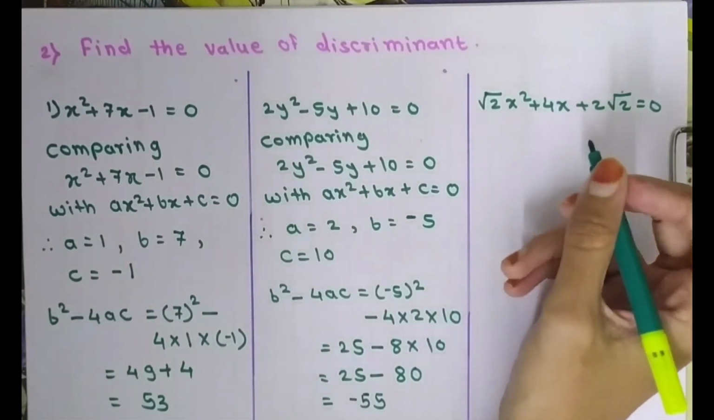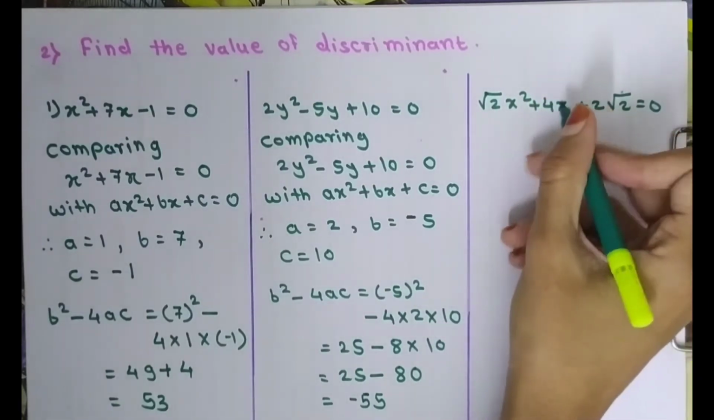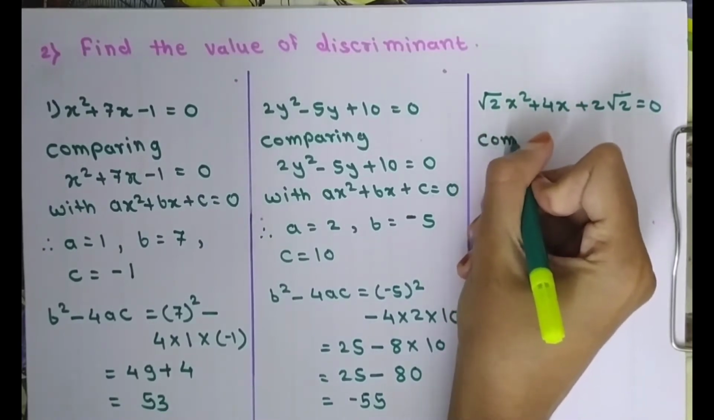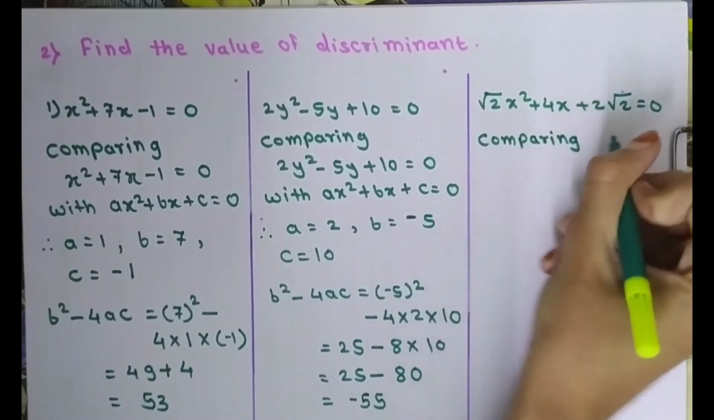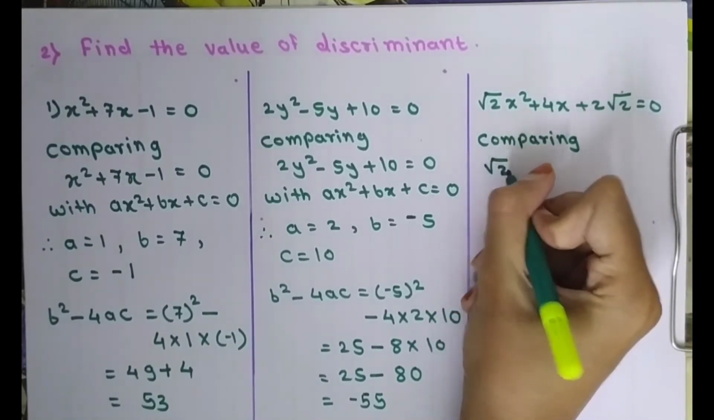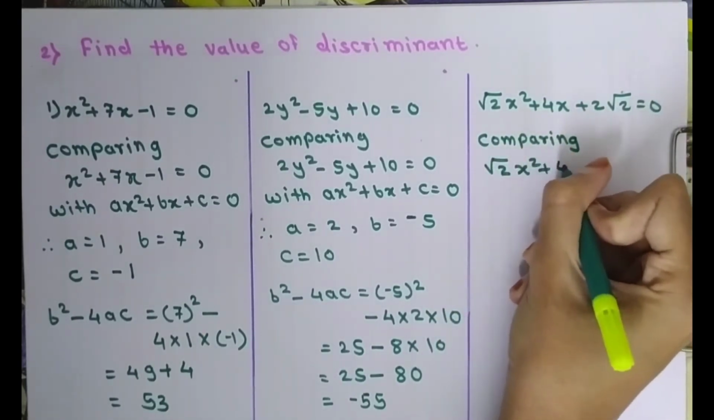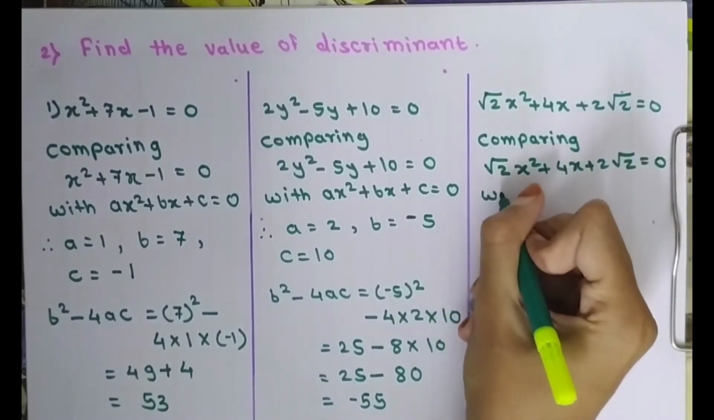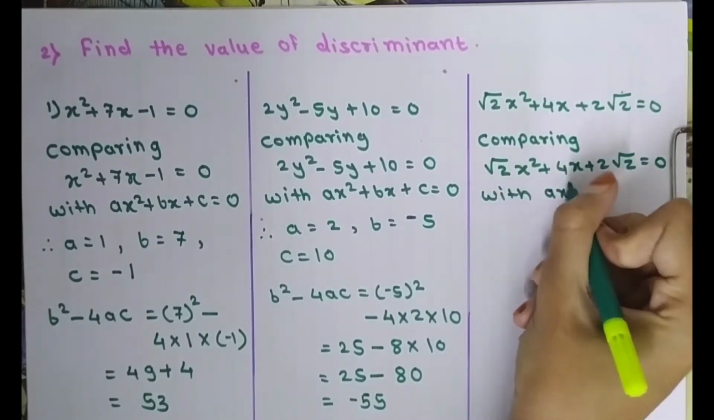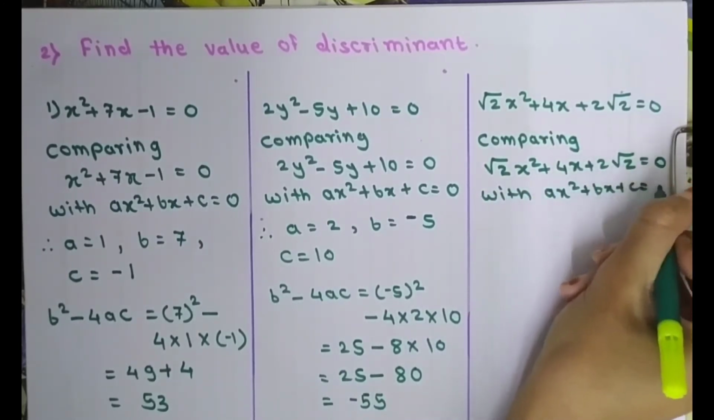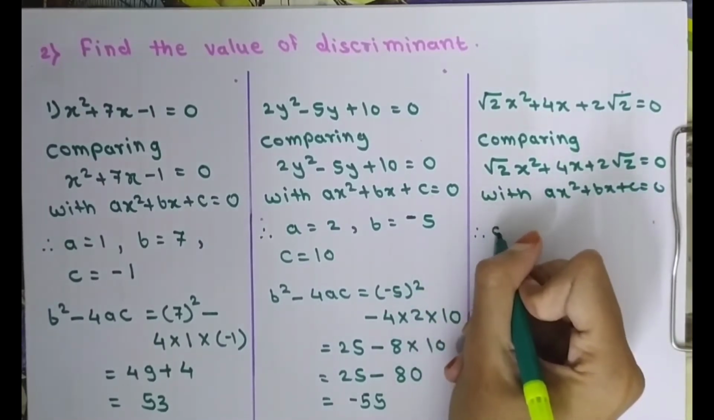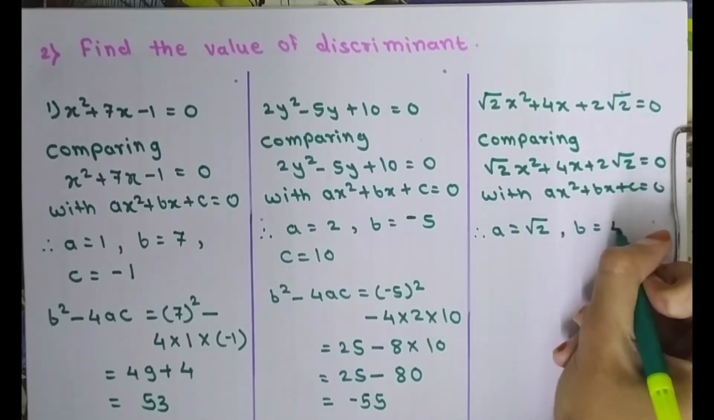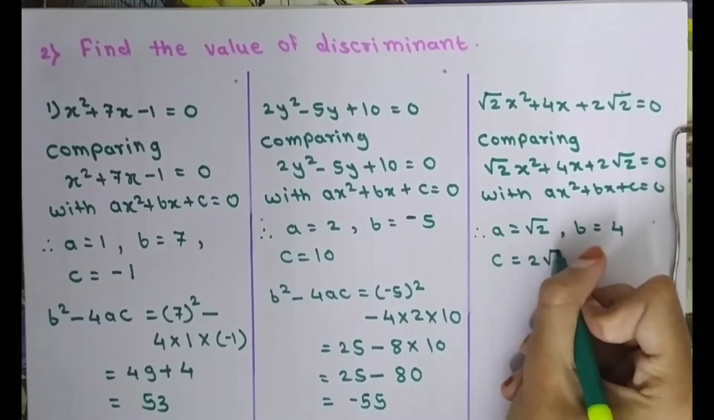Okay. Now the third question is root 2x square plus 4x plus 2 root 2 is equal to 0. So comparing root 2x square plus 4x plus 2 root 2 is equal to 0 with ax square plus bx plus c is equal to 0. Therefore, a is equal to root 2, b is equal to 4 and c is equal to 2 root 2.